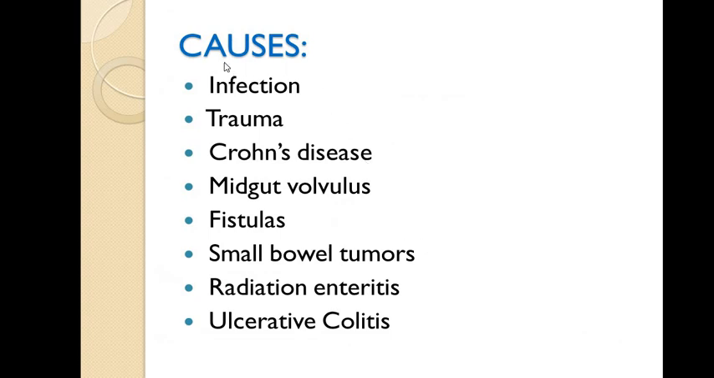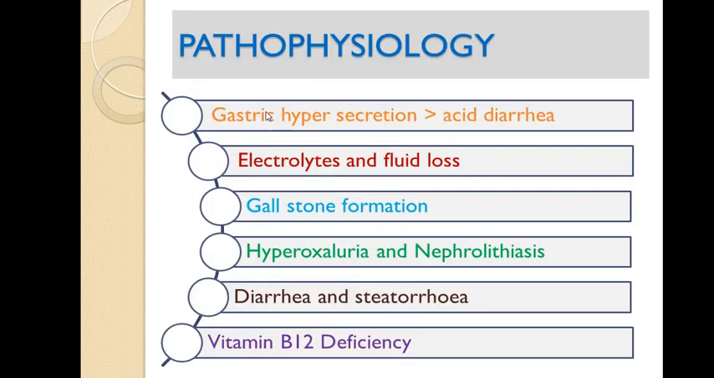So what are the causes of short bowel syndrome? Causes might be some infection, some trauma, Crohn's disease, midgut volvulus, fistulas, tumors, radiation arthritis, and ulcerative colitis. So all these causes might lead to development of short bowel syndrome.